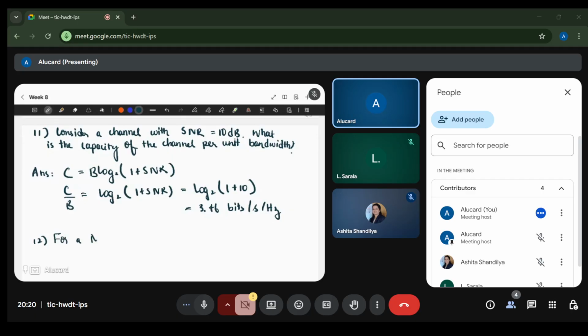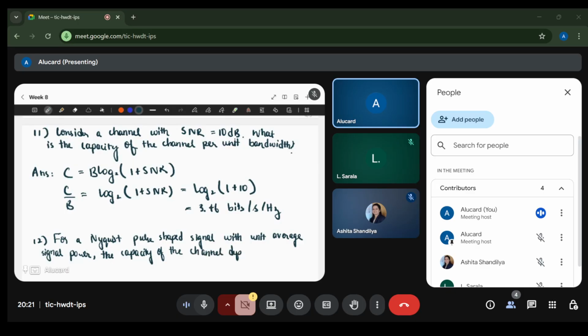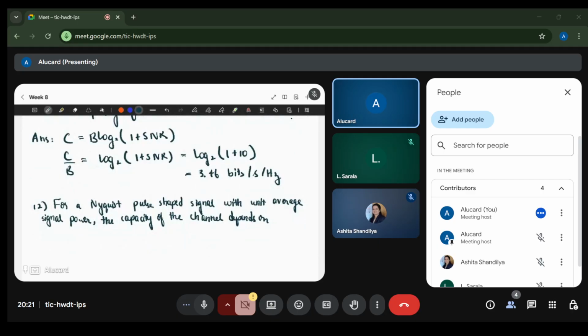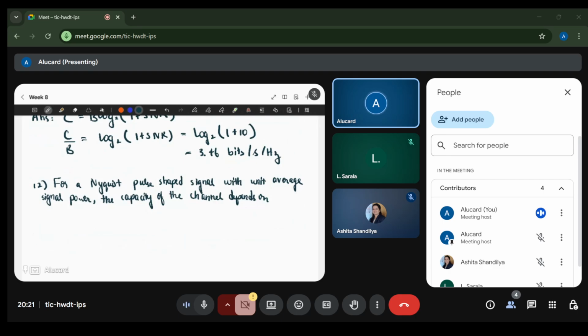And for a Nyquist pulse shaped signal with unit average signal power, the capacity of the channel depends on; options are the modulation scheme, receiver sensitivity, symbol rate, all of the above.